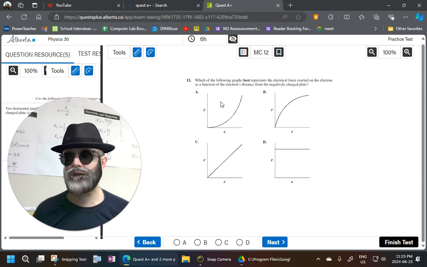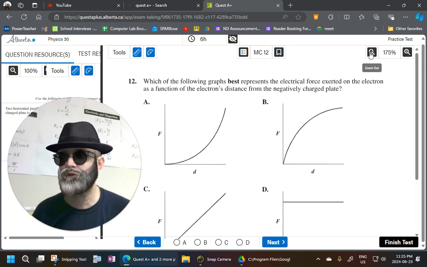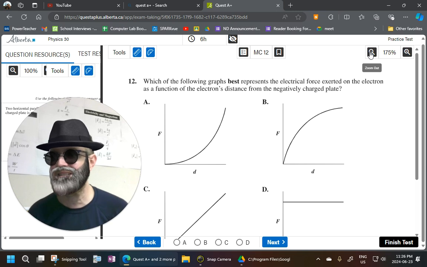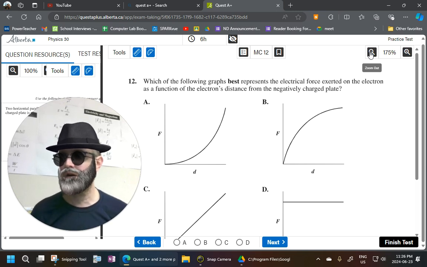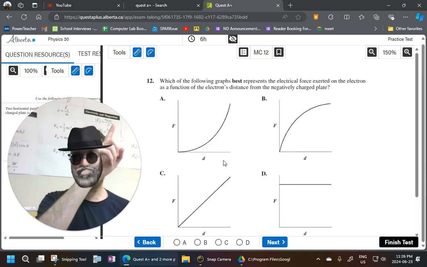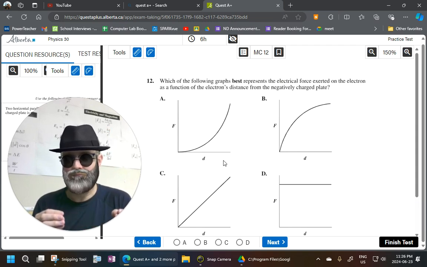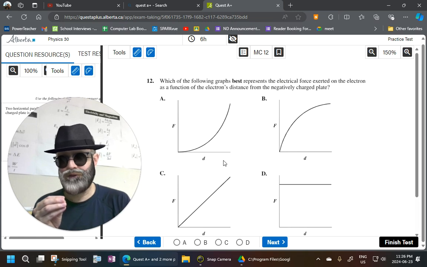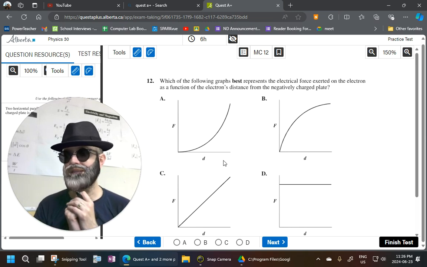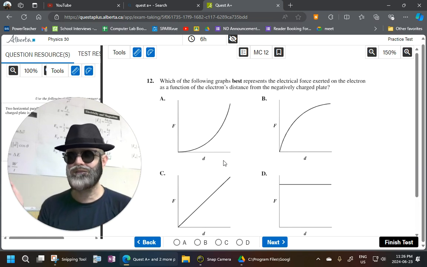All right. Which of the following best describes the electrostatic force on an electron as a function of its distance from a negatively charged plate? So they're talking about plates, right? So this is not that formula there, kQq over r squared. That would be just from a negatively charged particle, just another particle, right? As you get further and further away, that force is going to decrease, not increase. None of these describe that situation.